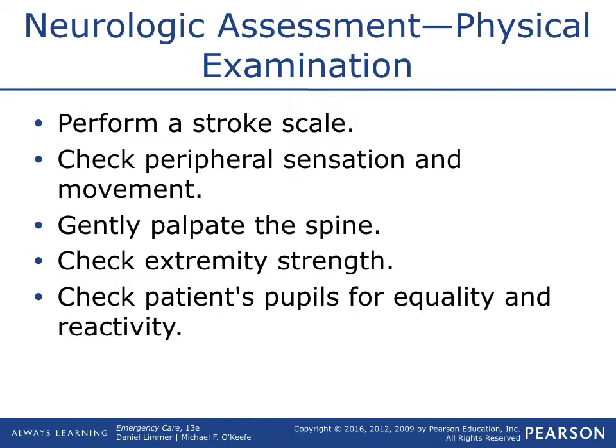You should check each extremity for equal or absent findings, which may indicate spinal injury. So what we do is we want them to squeeze my fingers with both hands, push it, grab their feet, push against my hands. Is one side weaker than the other, or are they both equal? Gently palpate the spine for tenderness or deformity. That's a sign of something broken.